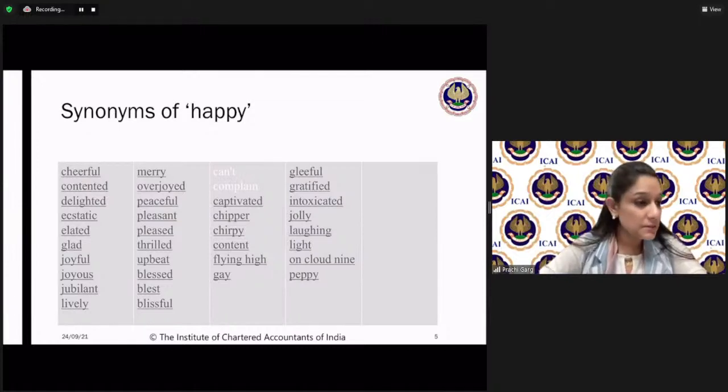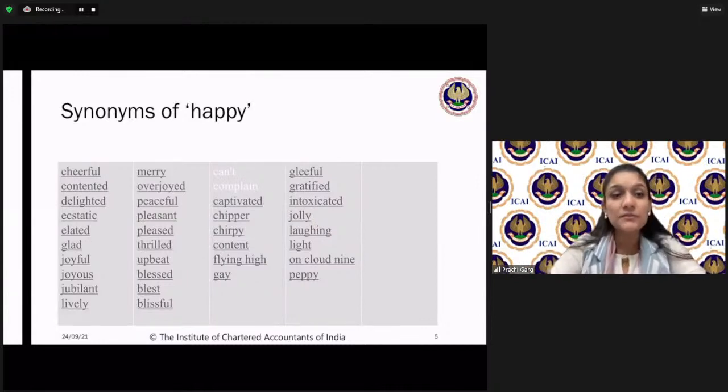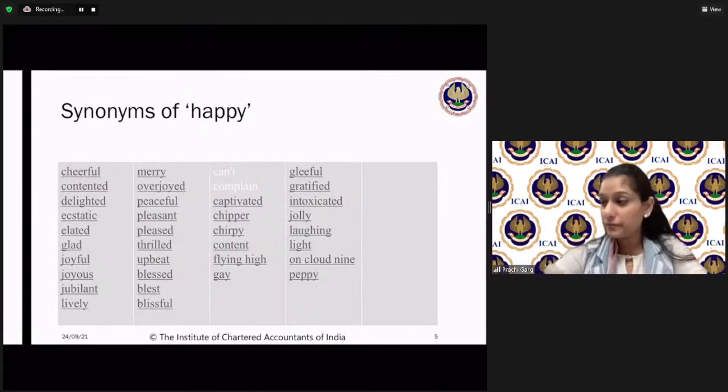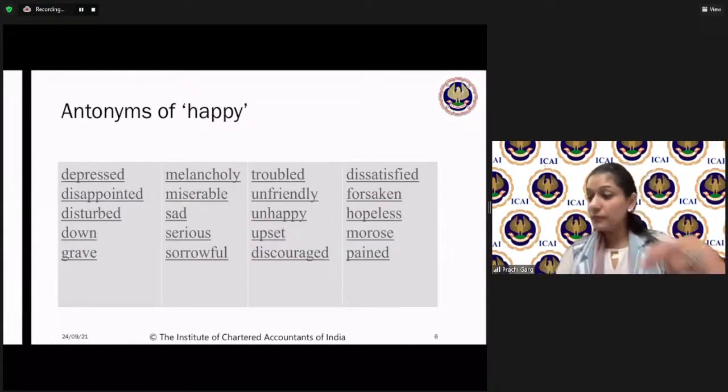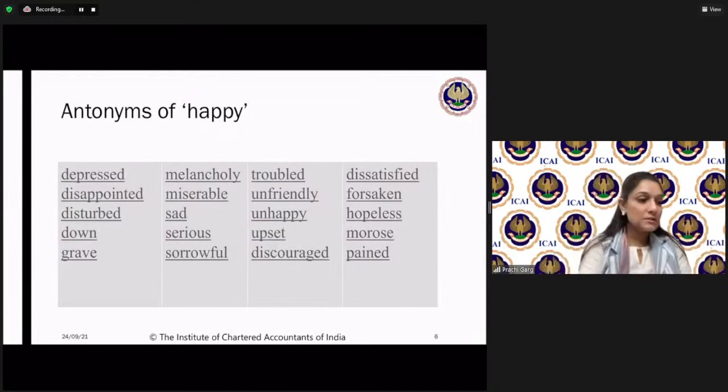So this was about synonyms. Let's now look at antonyms, and then we will get into the exercises. Now, antonyms is about opposites, when we talk about something which is nearly opposite to the word.